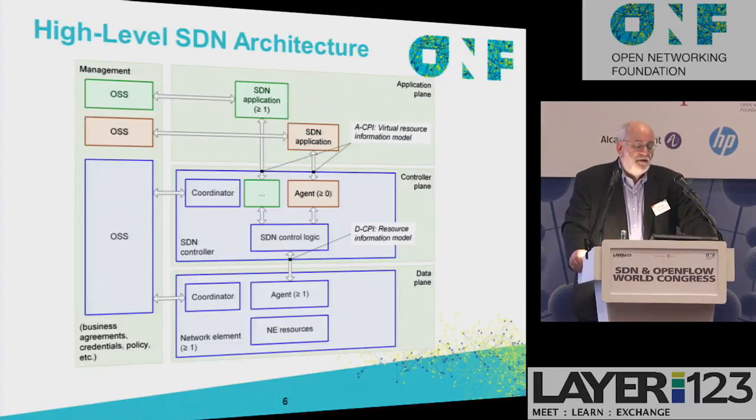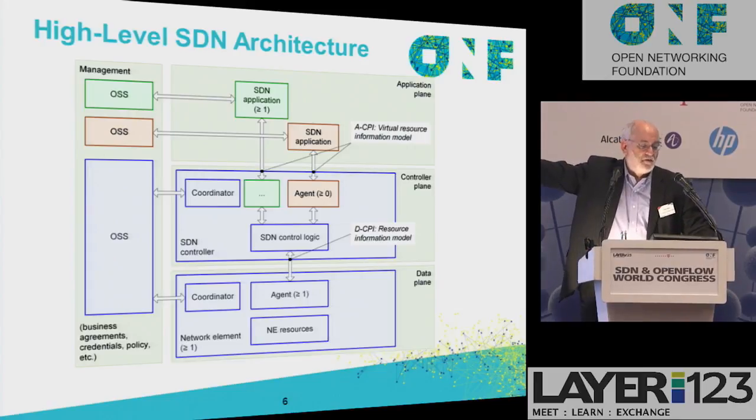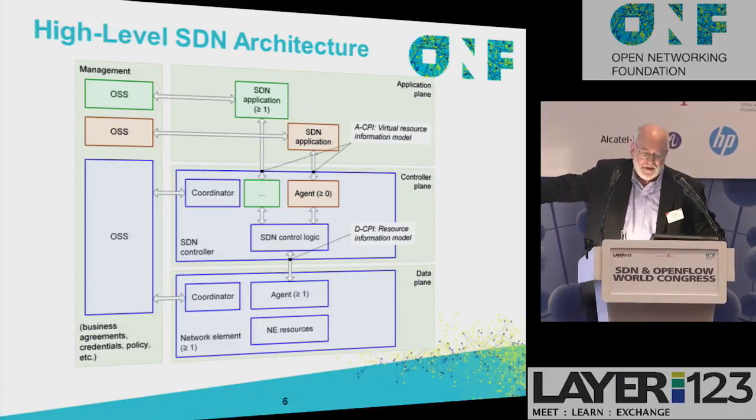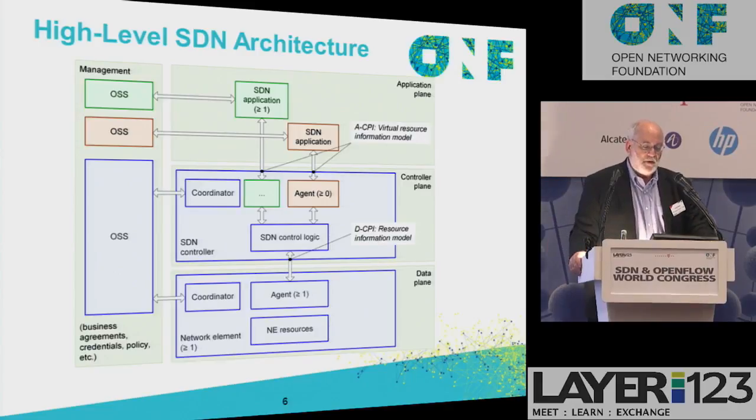So this right here is a look at the very high-level SDN architecture. On the very left, you have your operational support systems or overall management and orchestration. At the very bottom is the data plane. That's where you have your hardware and your switches and the actual network element resources. The box in the middle is the control plane. That's where you have your controller.